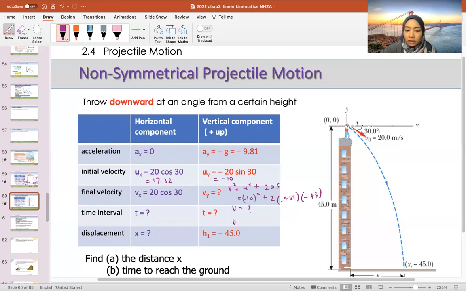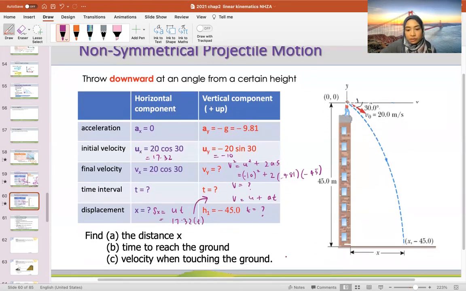And then from the V, V equals U plus AT. Masukkan value V dalam ni, masukkan value U, and then you solve for time. Okay? And then using the time that you got from the vertical component, it should be the same time for the horizontal. And then carilah untuk S. So Sx is equal to ut. The A is 0, so it's just cancelled out. And U is 17.32, and then you use the time that you got from here. Then you get the distance x.